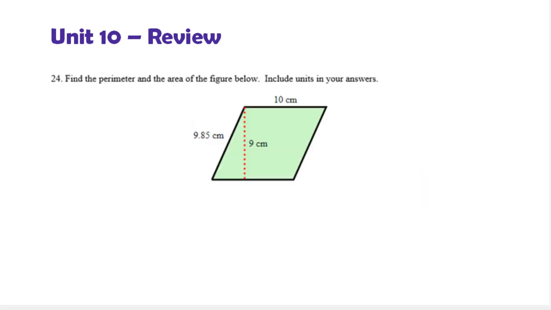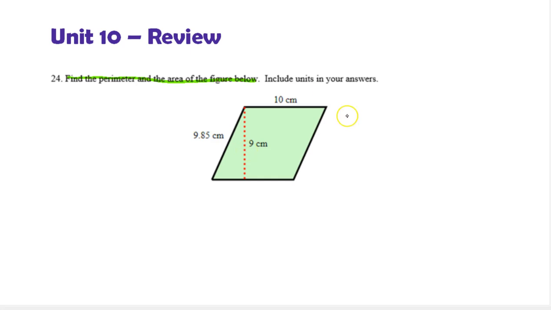Let's look at the next one. 24. Find the perimeter and the area of the figure below. Include units in your answer. Okay. So I'm intentionally giving you problems where you have to find both of them because you don't need all of these numbers to find the perimeter, and you also don't need all of them to find the area. So you need to be able to determine what values you need in each case.